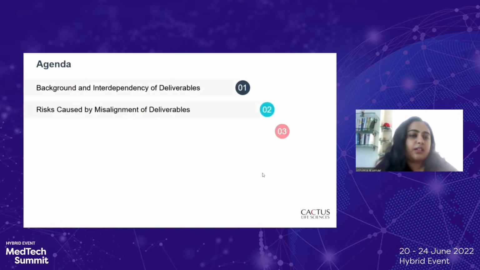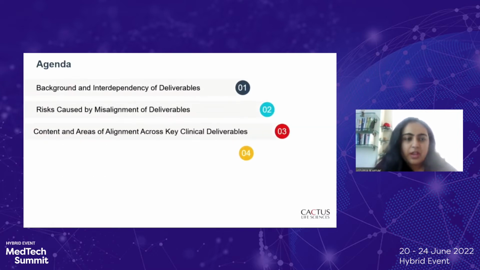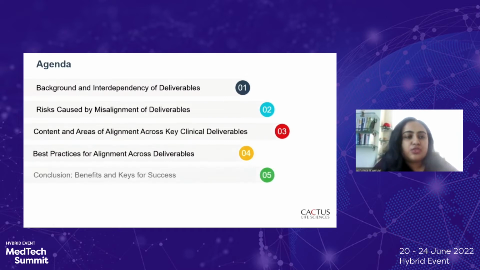So here's our broad agenda for today. I'll be getting into some of the background to understand the interdependency of the key clinical deliverables specifically. What could go wrong if we don't keep in mind the interdependency, or our deliverables end up becoming misaligned? So what are the things that could go wrong? And the risks are huge.